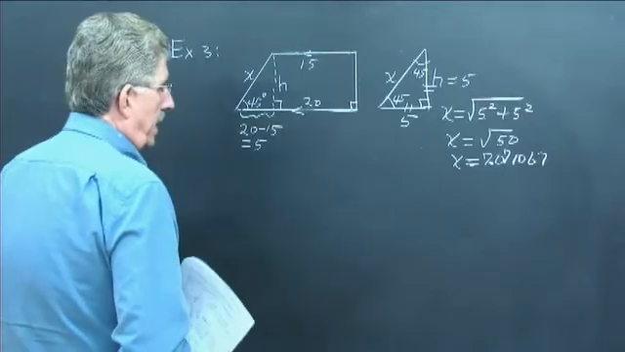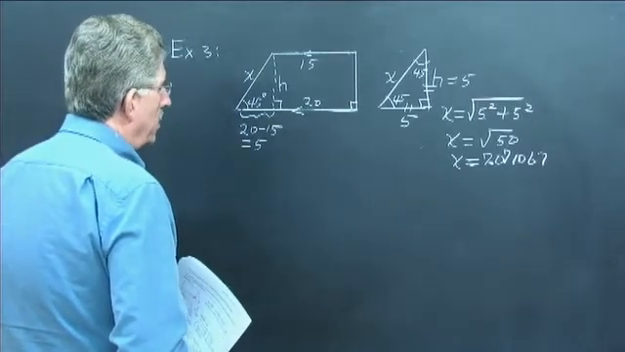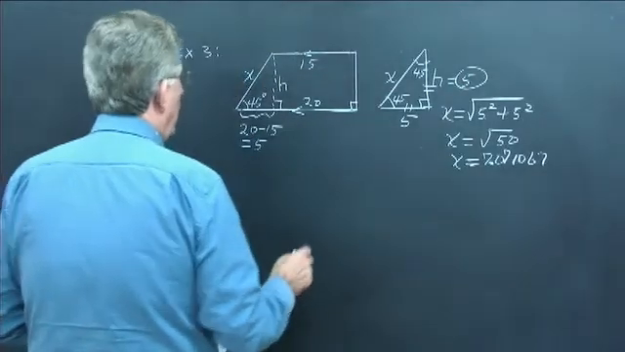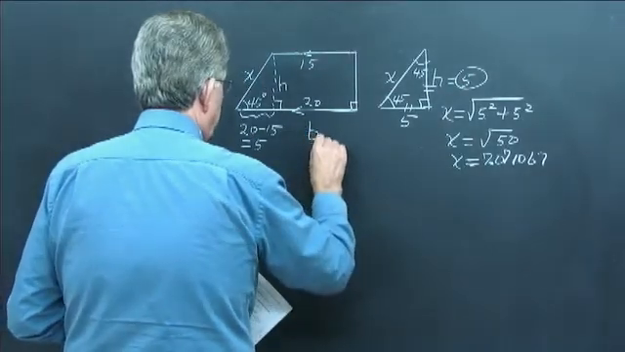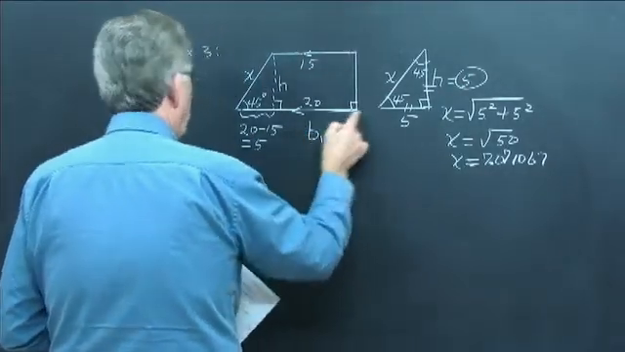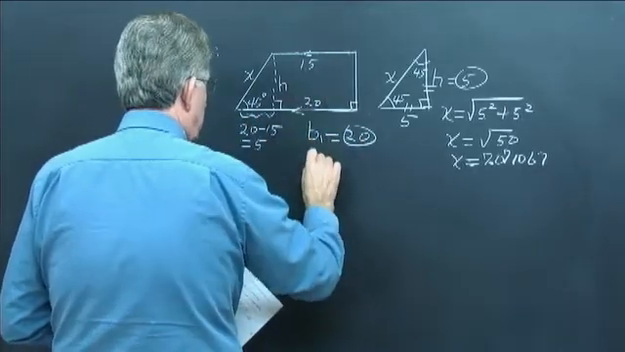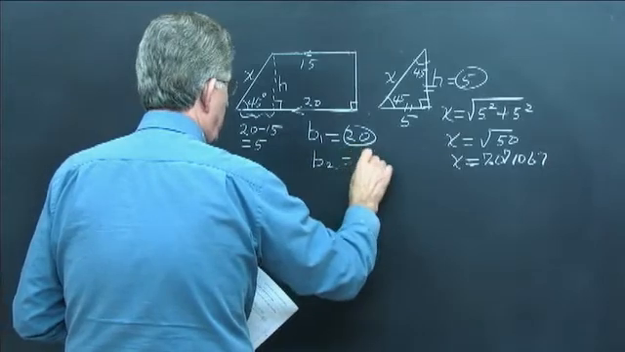All right. I think we're ready to start making some progress here. This is one of the things we'll circle. One of the other things that we'll give is the base down here was 20. The top base is 15.